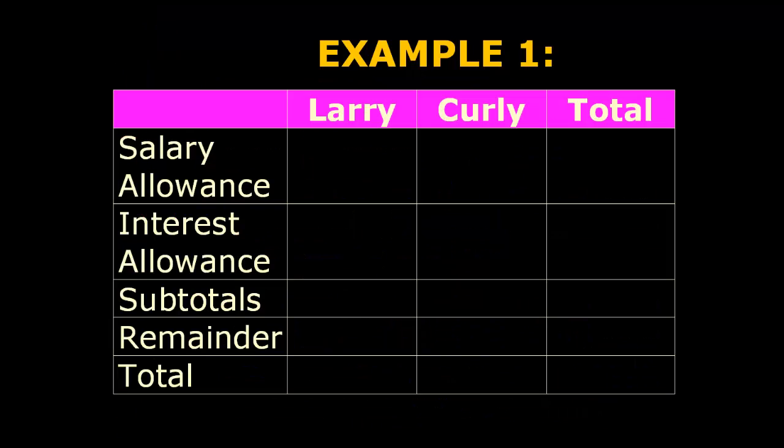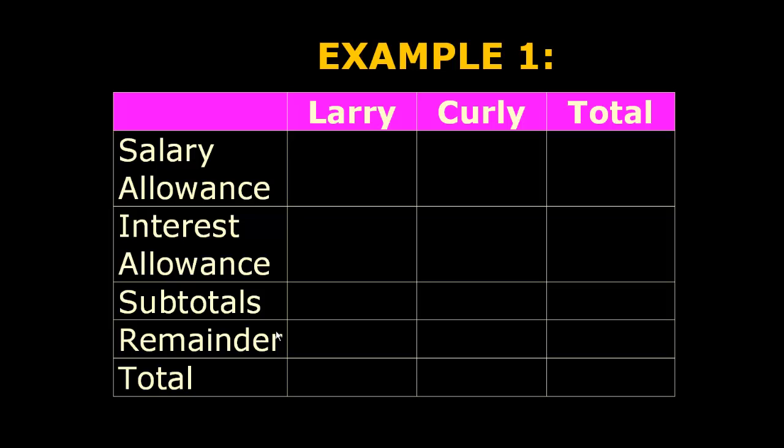And we're going to fill in the following table as we decide how much to allocate to each partner. First off, we're just going to fill in the salary allowance for each person. Larry's salary allowance was $22,000.